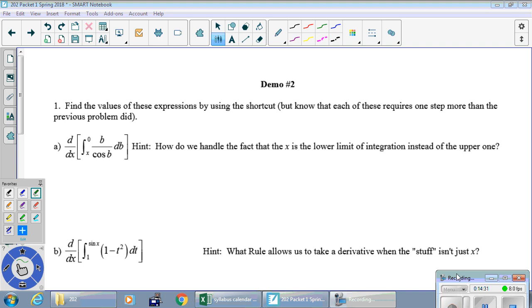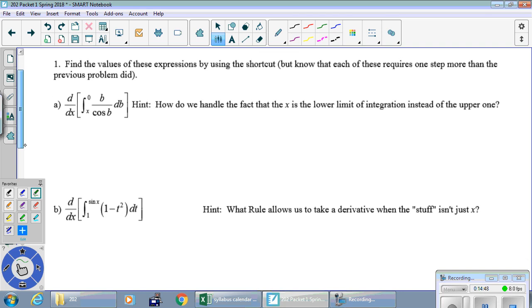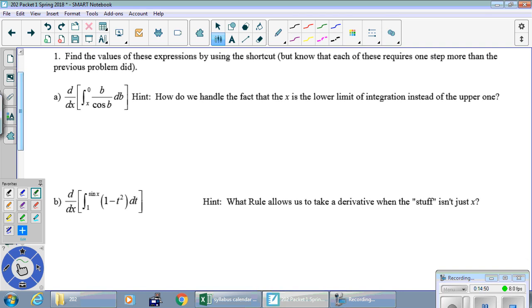Okay, so here we are in demo number 2 with question 1. Find the values of these expressions by using the shortcut, but know that each of these requires one step more than the previous problem did. So part A says find the derivative with respect to x of the integral from x to 0 of b over cosine b db. So this looks an awful lot like the form of the fundamental theorem part 2.